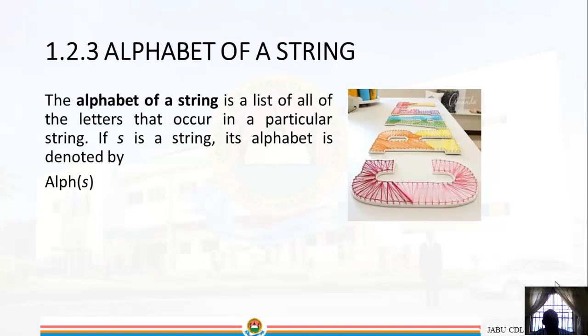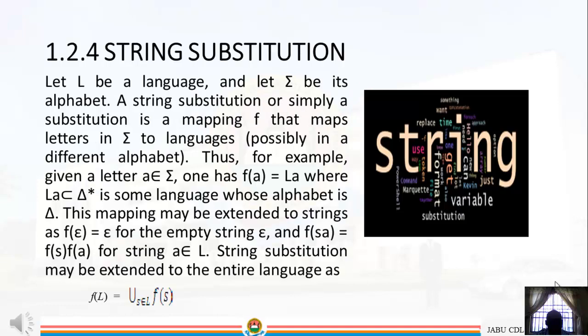Now, the alphabet of a string is a list of all the letters that occur in a particular string. If S is a string, its alphabet is denoted by alpha S. String substitution: let L be a language and let Σ be its alphabet. A string substitution, or simply a substitution, is a mapping f that maps letters in Σ to languages.